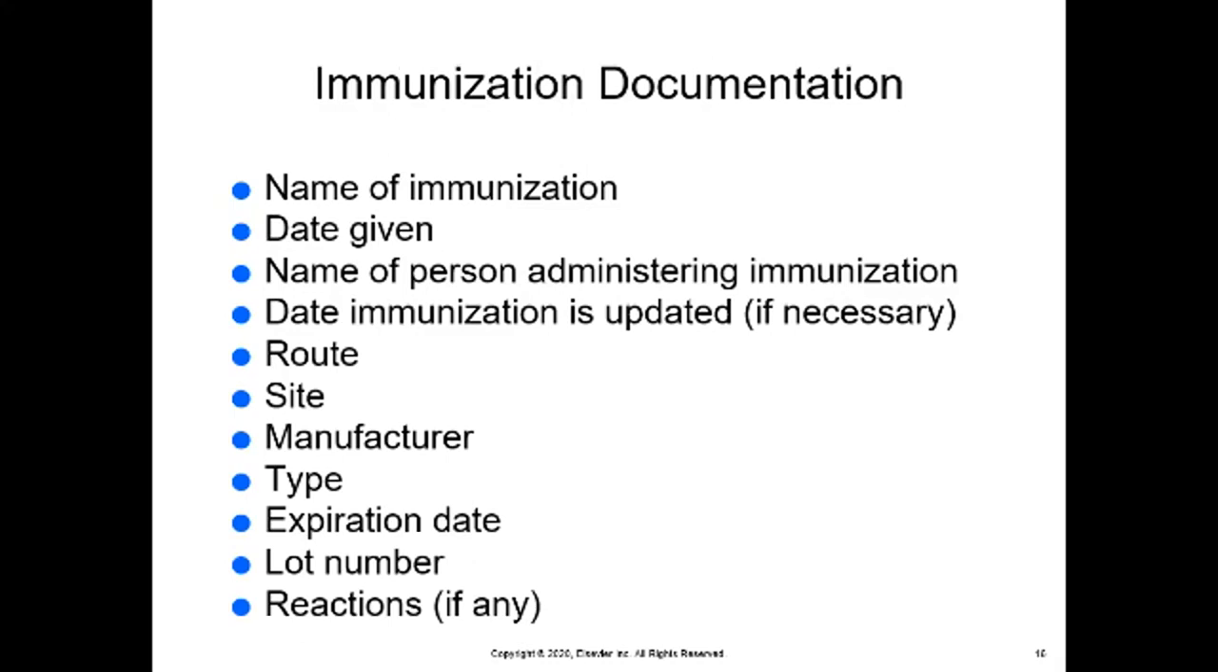So let's talk about immunization documentation. You're going to give the name of the immunization, the date given, the name of the person administering the immunization, the date immunization is updated if that's necessary, the route, the site, the manufacturer, the type, the expiration date, the lot number, and reactions, if any. That's a lot of documentation just for immunizations, but there are prompts to ask you those questions so that you don't forget anything. So we're going to actually stop right here.